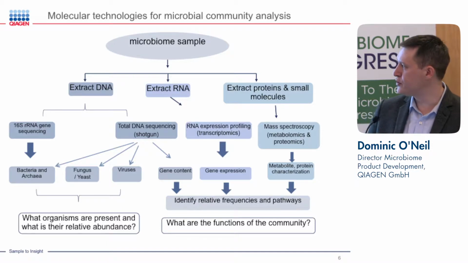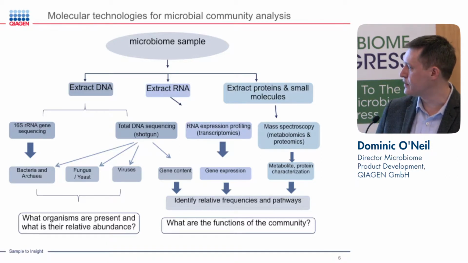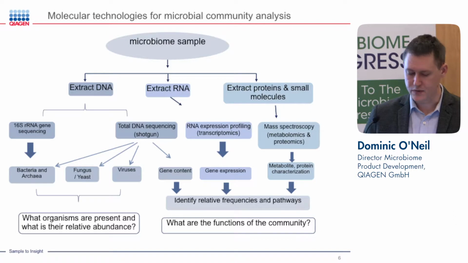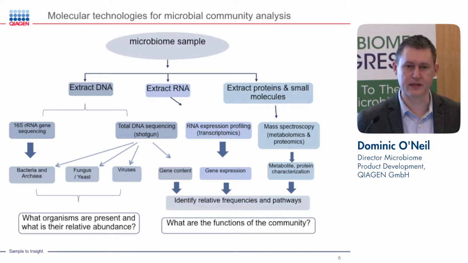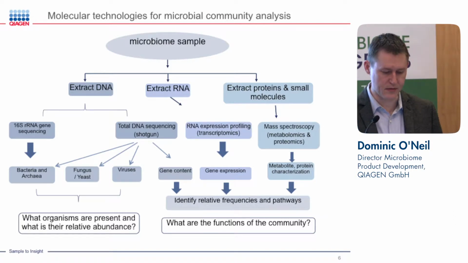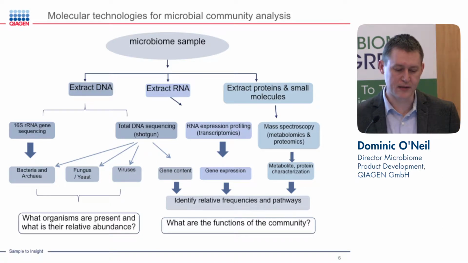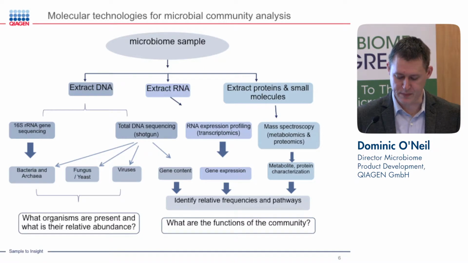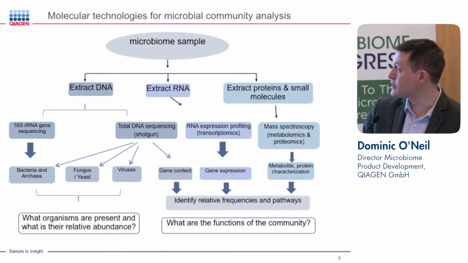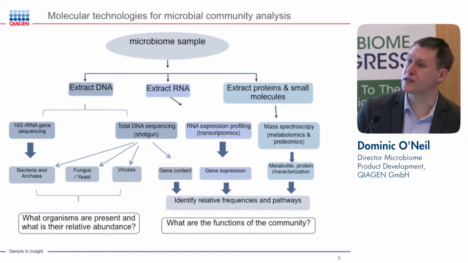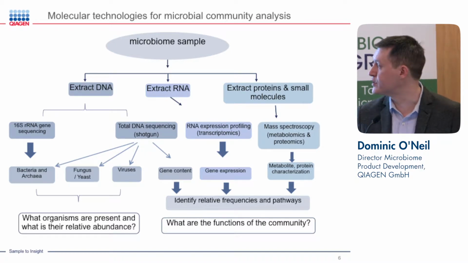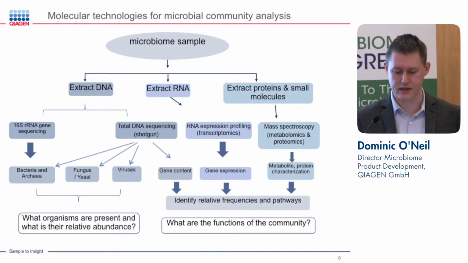But there are really two major questions that we're asking in microbiome studies. Which organisms are present, what's their relative abundance, understanding the communities and what's present. For that, we're mostly looking at DNA, primarily around 16S sequencing, which will tell you about bacteria. If you do whole genome sequencing, you can get more information on fungus, yeast, viruses. From whole genome sequencing, you can also start to get some information on functions of the community that are present by looking at the gene content.